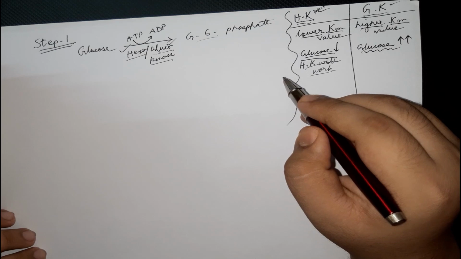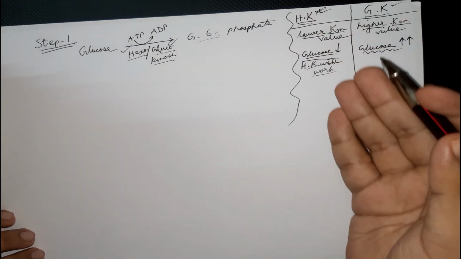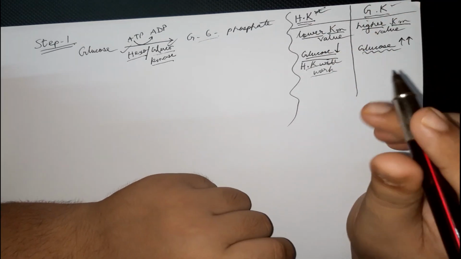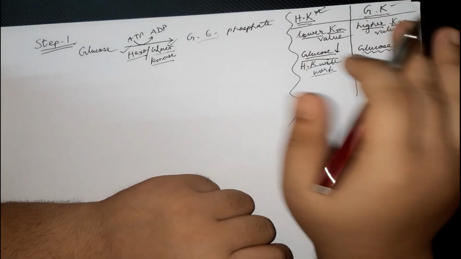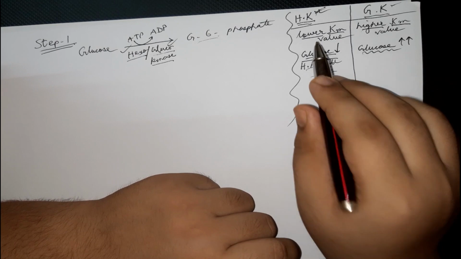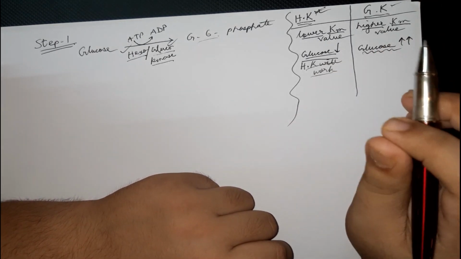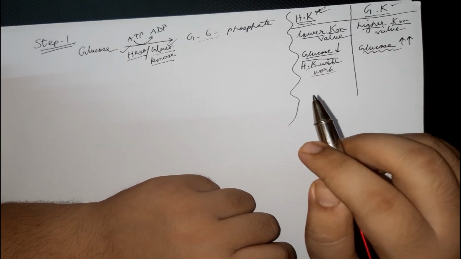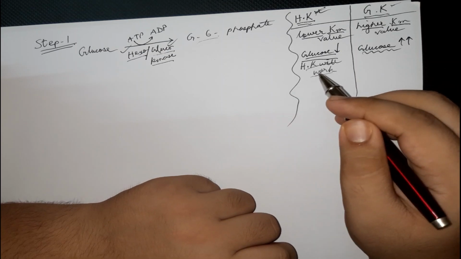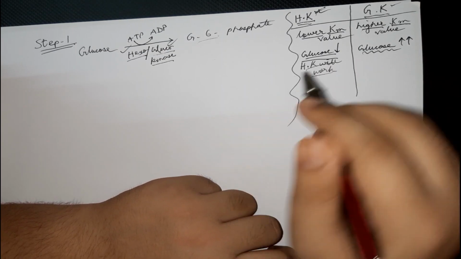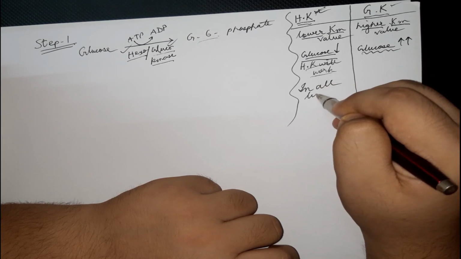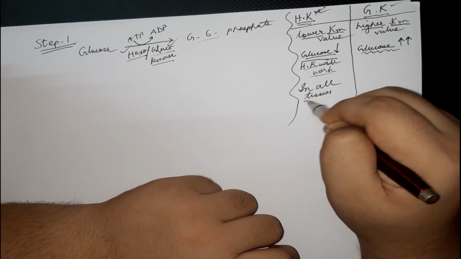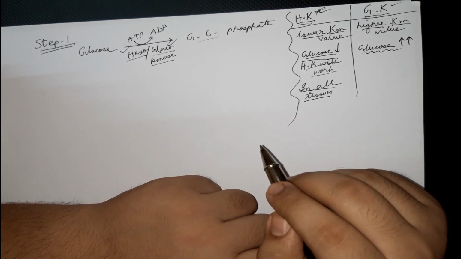Hexokinase, as you can already appreciate, works at all glucose concentrations. Even when glucose is low, hexokinase will work because it has a very strong affinity for glucose. So it is only obvious that hexokinase is the enzyme present in almost all tissues, right? Because it has such a strong affinity for glucose.